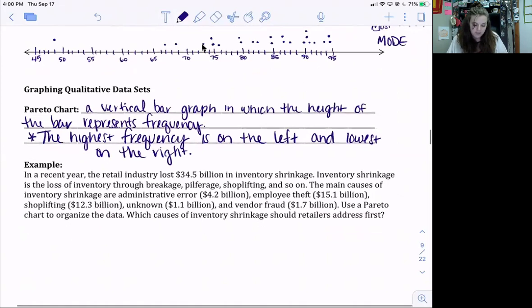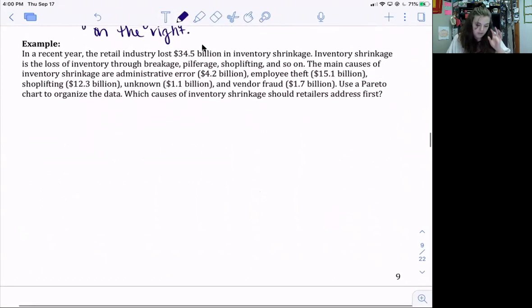Okay, so if we look at this example, in a recent year, the retail industry lost $34.5 billion in inventory shrinkage. Inventory shrinkage is the loss of inventory through breakage, pilferage, shoplifting, and so on. The main causes of inventory shrinkage are administrative error, employee theft, shoplifting, unknown, and vendor fraud. Use a Pareto chart to organize the data. Which causes of inventory shrinkage should retailers address first?